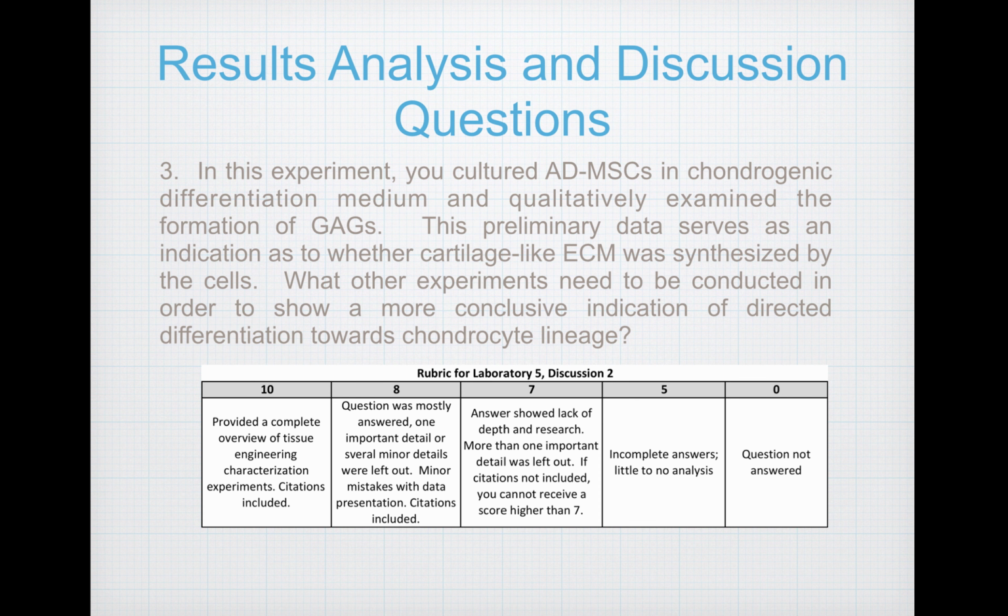Next, in this experiment, you cultured ADMSCs in chondrogenic differentiation medium, and you qualitatively examined the formation of GAGs. As you probably guessed, this is preliminary data only. It serves as an indication as to whether or not cartilage-like ECM was synthesized by the cells. But there's other experiments that need to be conducted in order to show more conclusively that you did direct the differentiation of the cells towards a chondrocyte lineage. What are these experiments?